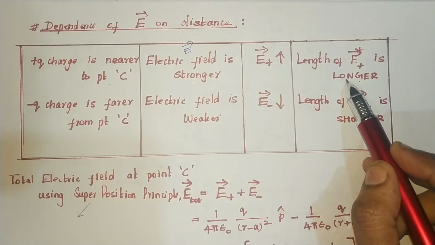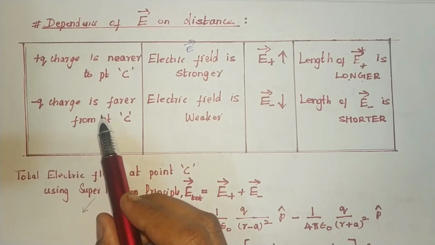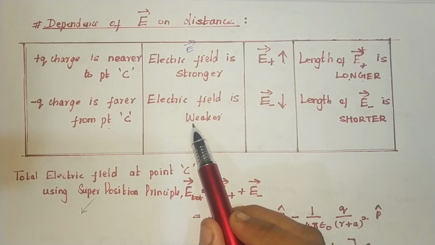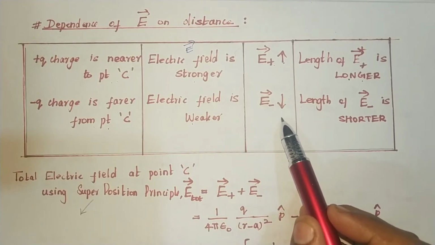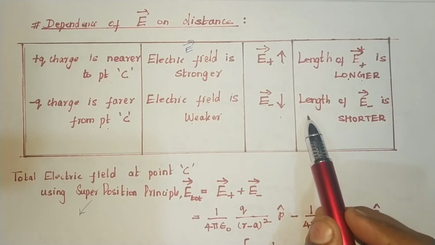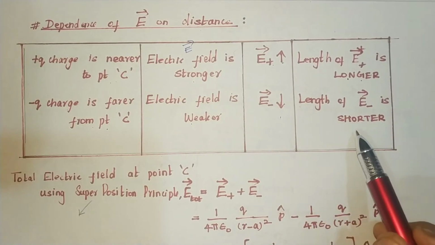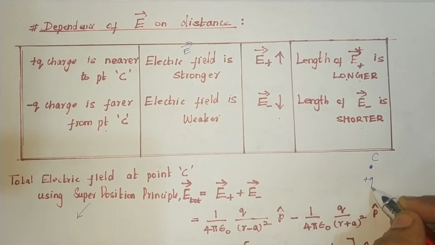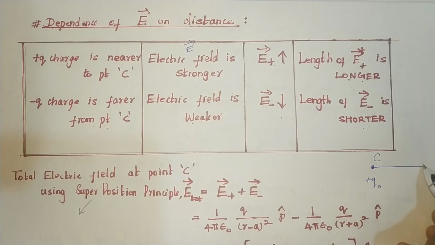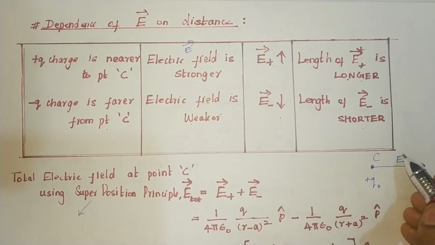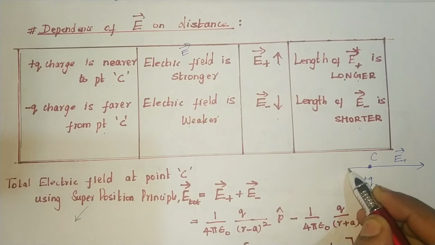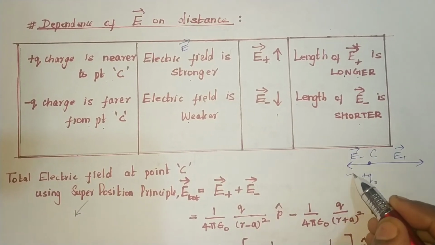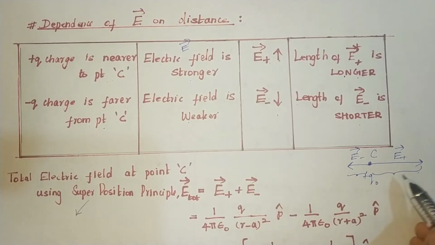The field is stronger. அதே மாதிரி minus q charge is farther from the point C. இது நமக்கு என்ன சொல்லுது? Electric field is weaker. அதாவது E minus vector is less value. அப்போ length of E minus vector வரையும் போது it is shorter. ஒரு பாயிண்ட் C ல எடுக்கும்போது E plus vector கொஞ்சம் length is longer. அதே மாதிரி E minus vector pointing inside வந்து shorter length ல வரையும். Compared to that, E plus is longer.